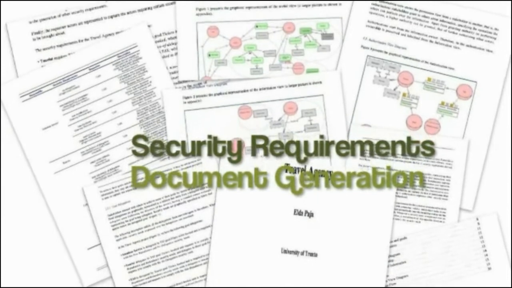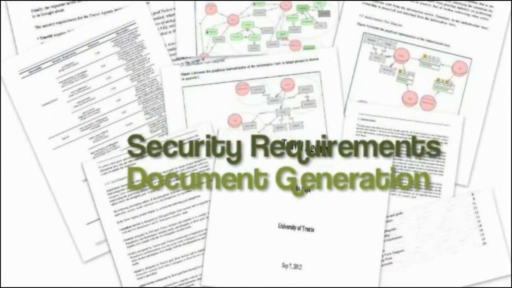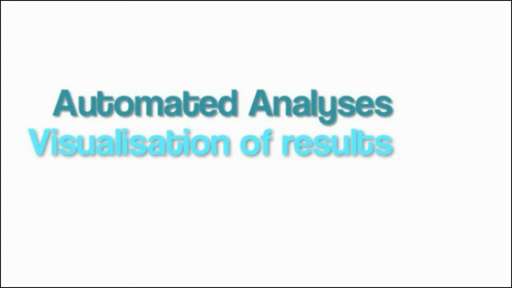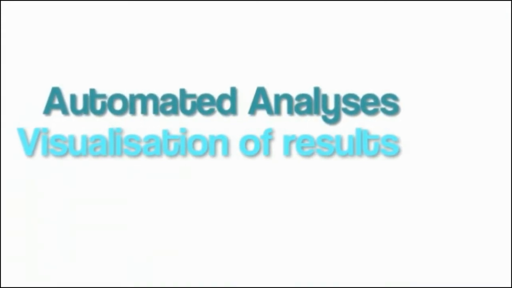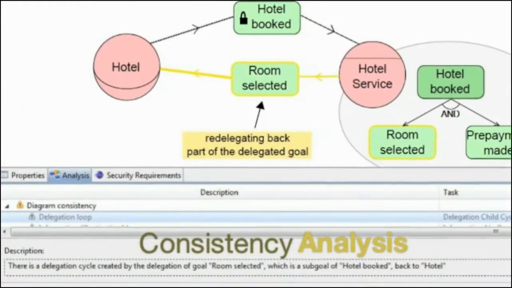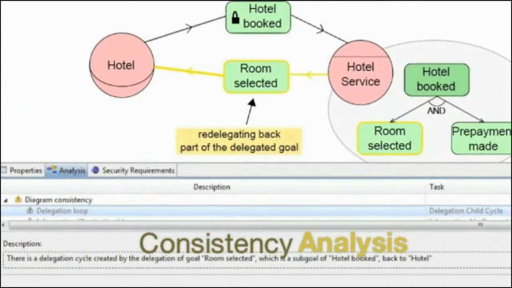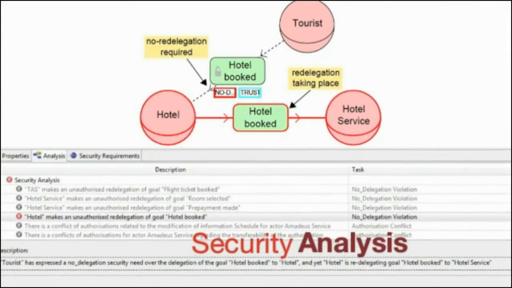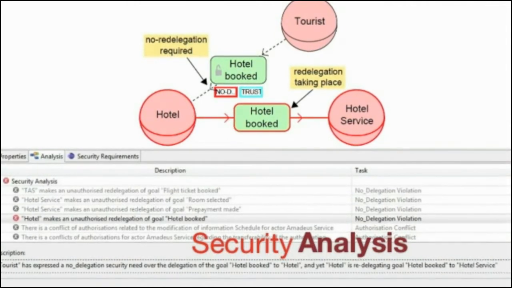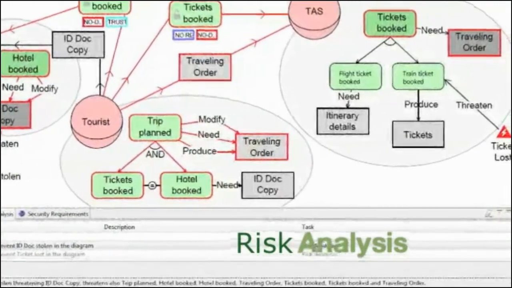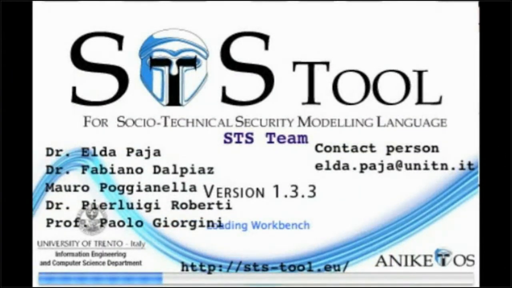The tool allows the generation of a security requirements document describing the various views and the list of security requirements, among others. Finally, STS tool allows automated analysis over the created models, starting from consistency analysis, which allows to perform well-formedness checks over the models, to security analysis, which identifies security requirements violations, and last but not least, risk analysis, which calculates the impact of threats over stakeholders' assets. This is the final version of STS tool, version 1.3.3.